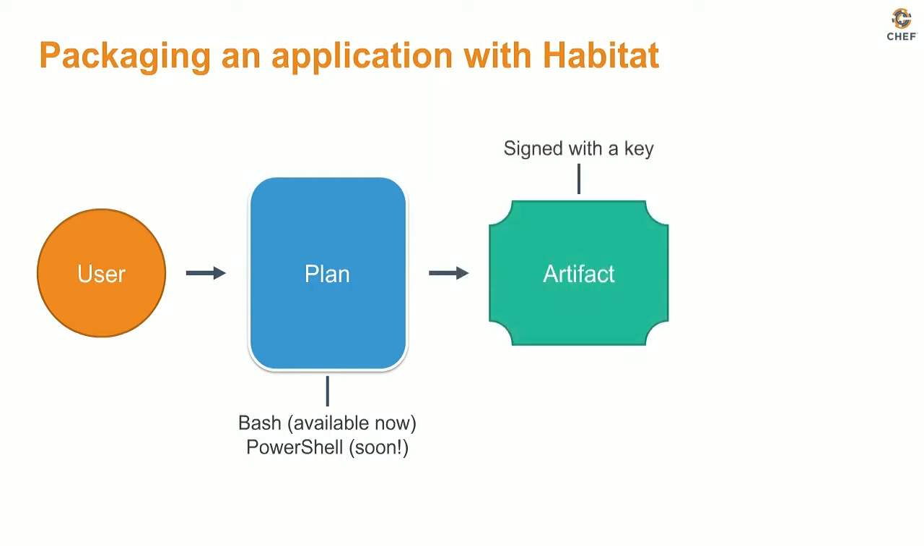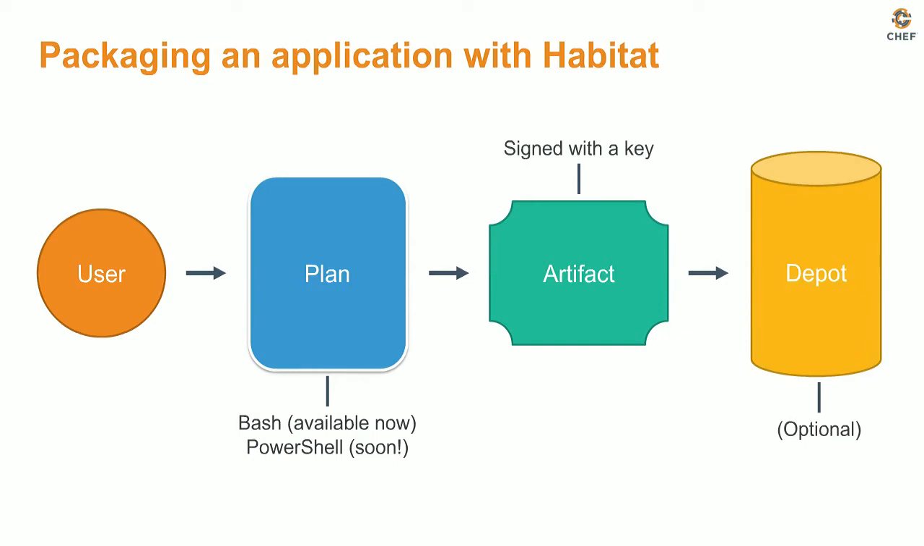And with that plan, you create an artifact. And this artifact contains both the compiled application itself and everything needed to run it. So this artifact is signed with a key, and we'll go into what that key is used for in just a moment. But then the last step is optionally, you can upload it to the public depot.